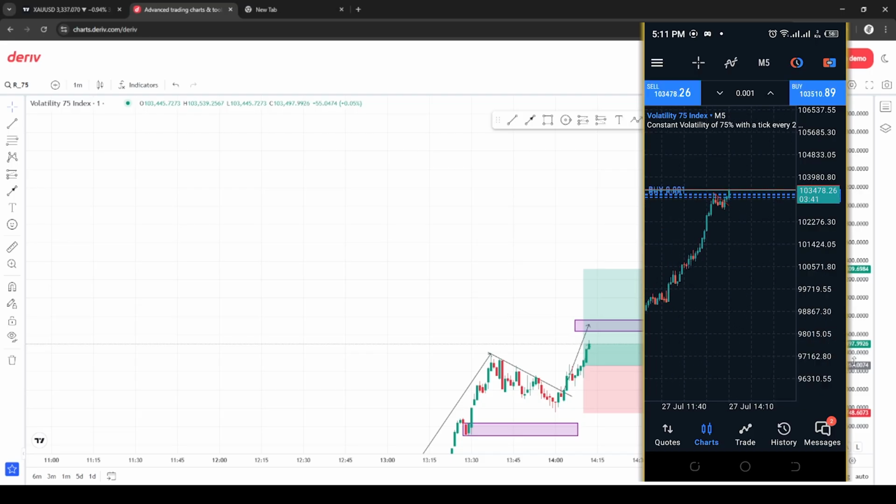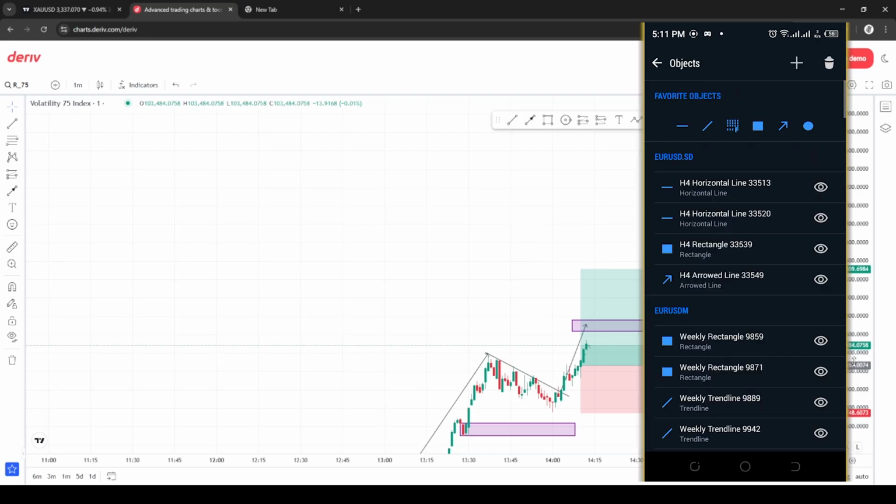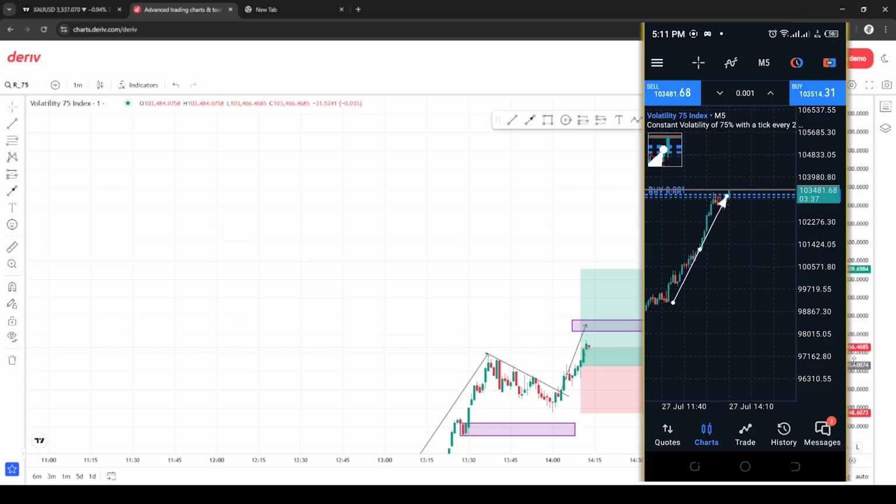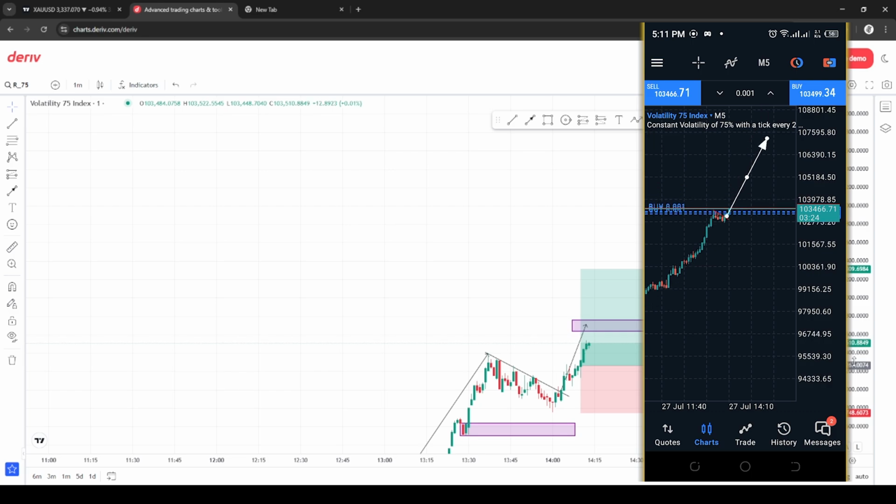Look at this move. Look at all this move. This all move, it has to be redone. So you see there. So here up to that point, that's where you know where to put your TP level.